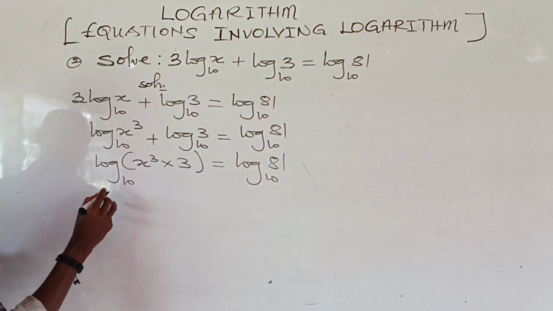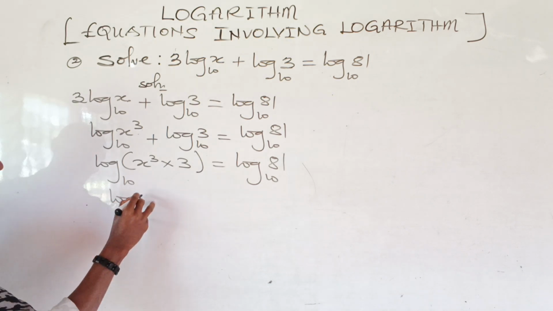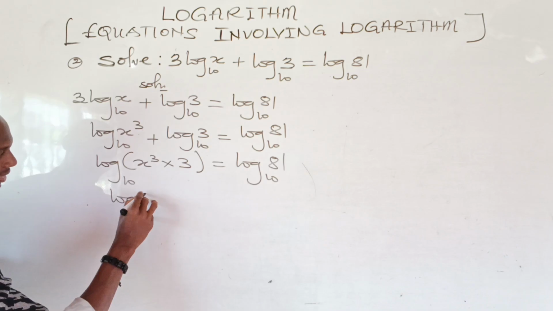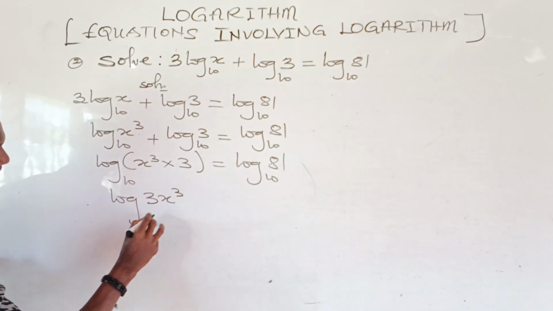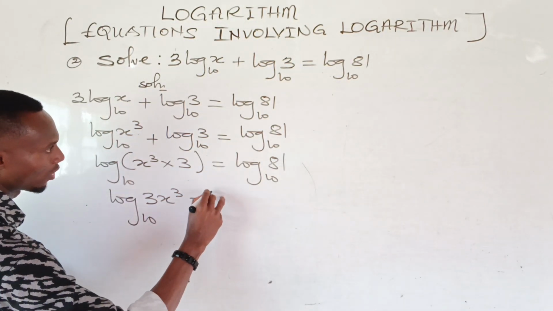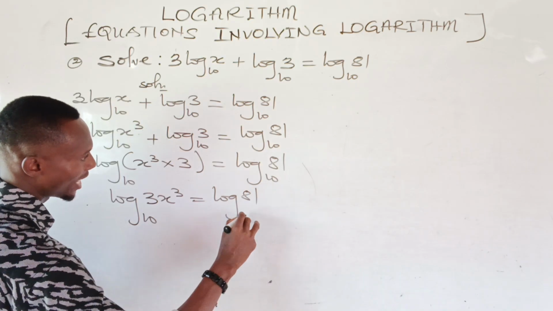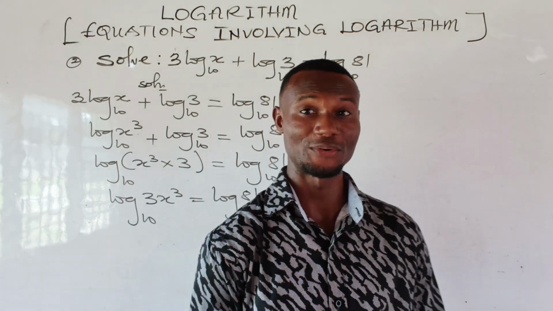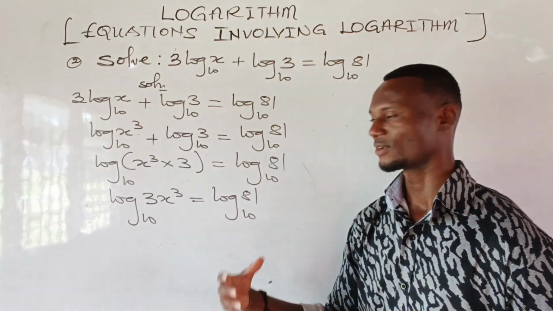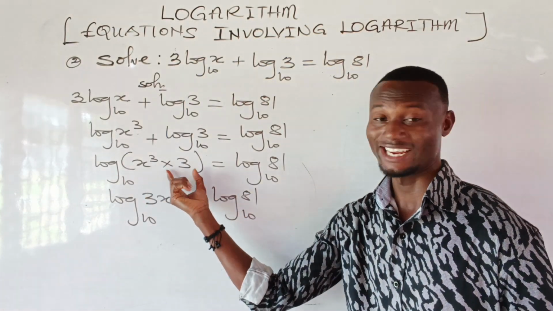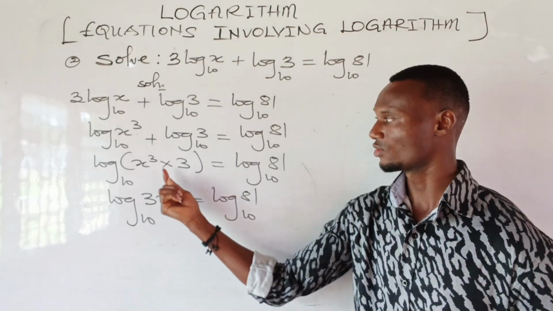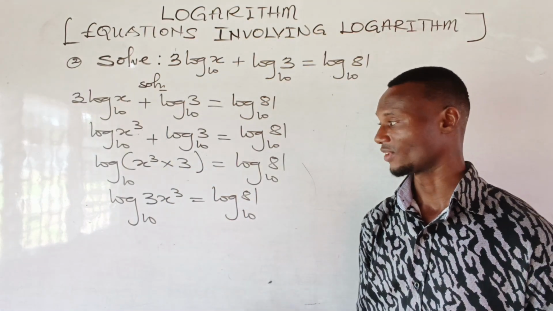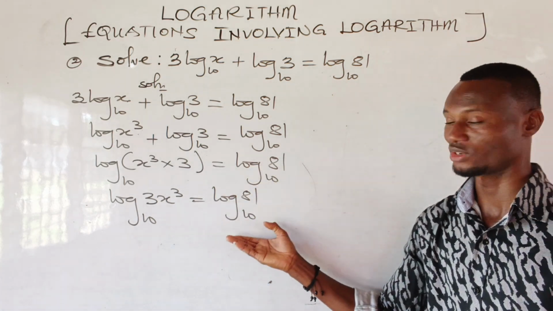Okay, so I'm going to have the log of s to the power 3 times 3, which is going to give me 3s to the power 3, to the base 10 equals the log of 81 to the base 10. I hope you understand and you agree with me up to this point. We just conducted a multiplication of this and this, and we wrote the value. So s to the power 3 times 3 gives 3s to the power 3. Okay, then equals log 81 to the base 10.